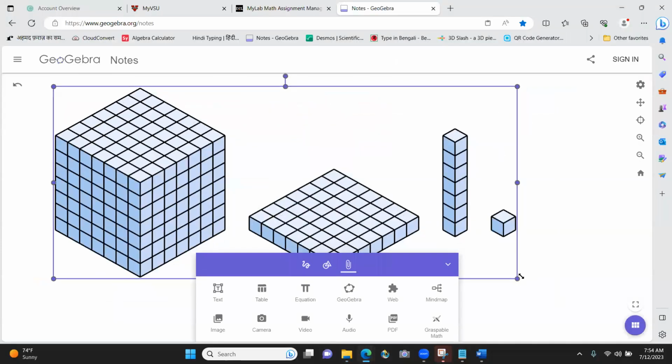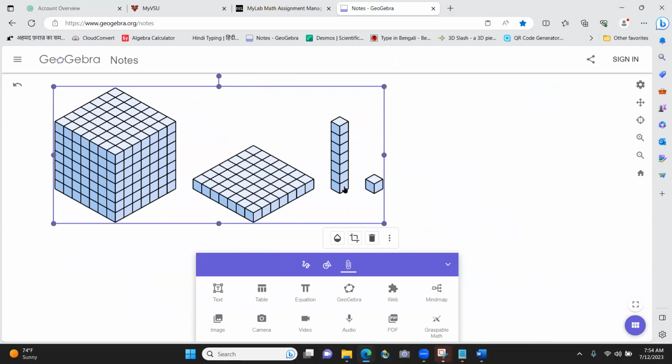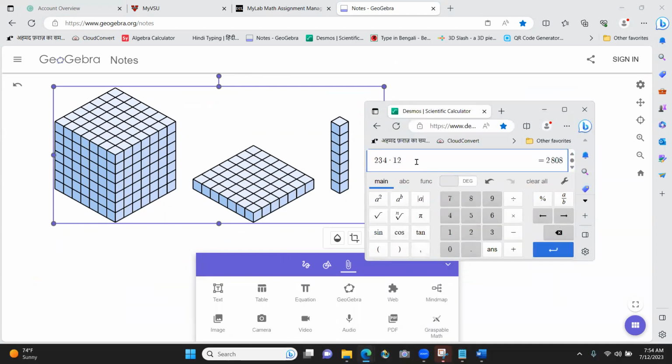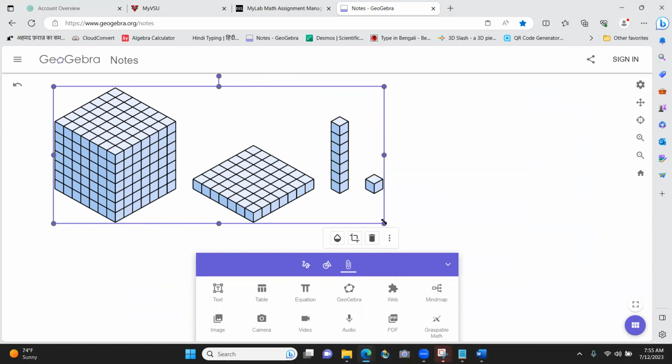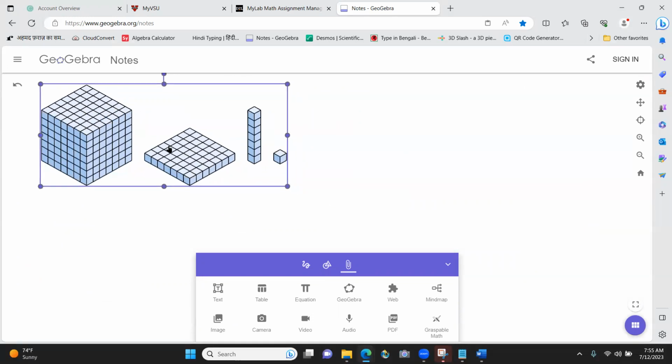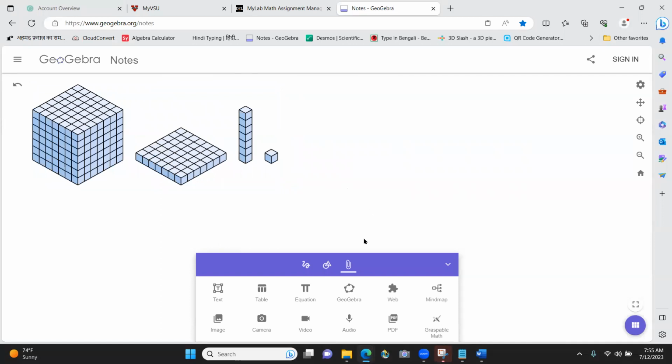So these are my base 7 blocks. This is 1, 1, 2, 3, 4, 5, 6, 7, 49. 1, 2, 3, 4, 5, 6, 7. This is 7 to the power third. And what is 7 to the power third? I believe it's 343. 7 raised to the power 3, 343. So these are the base 7 blocks. Now we didn't do a lot of problems with base 7 blocks because I didn't have a good picture of base 7 blocks. Now that we do, let's do one.